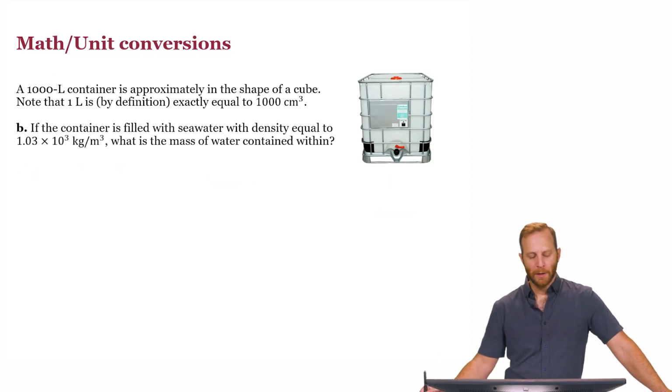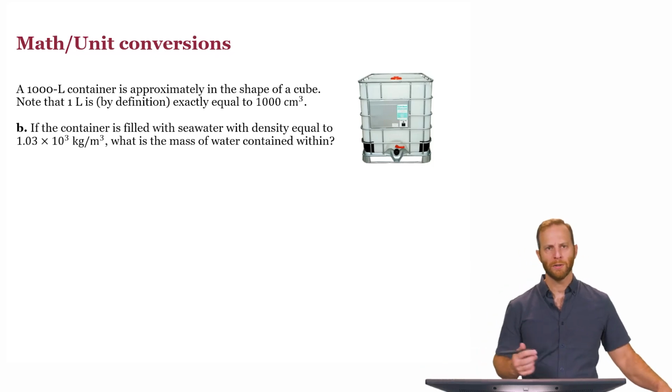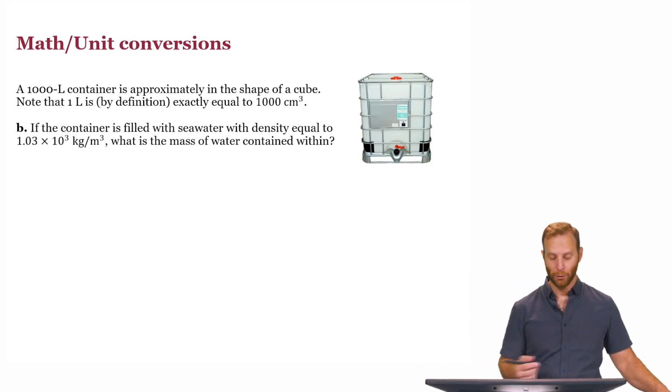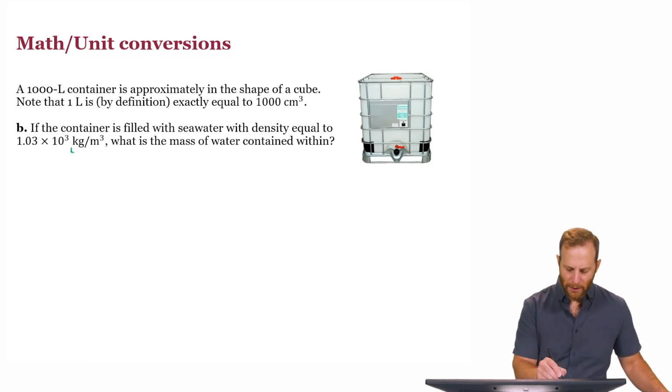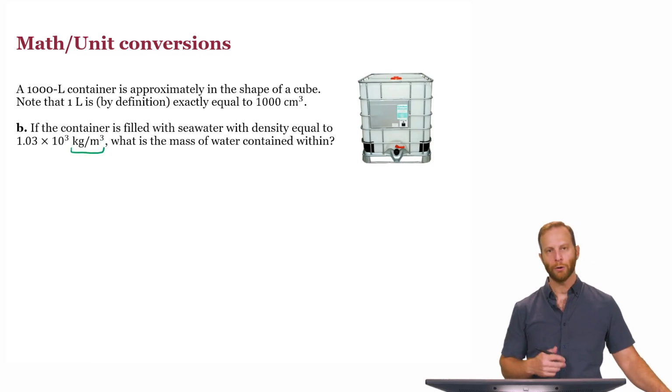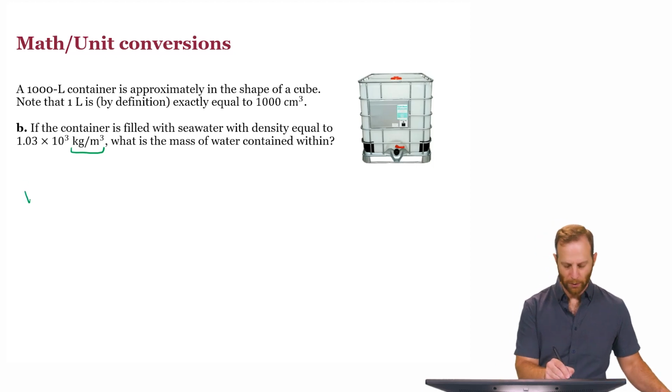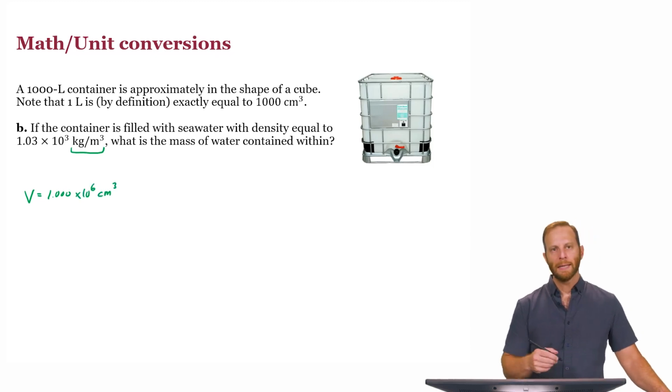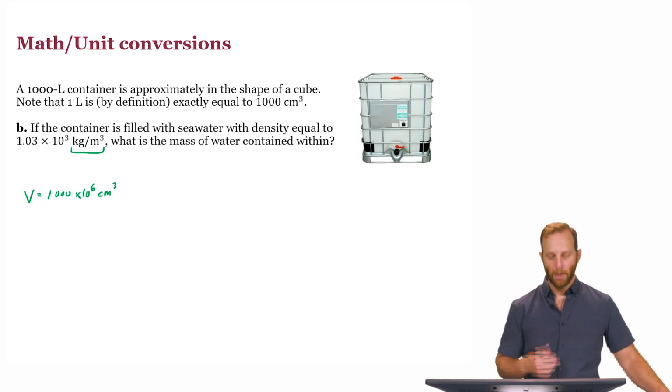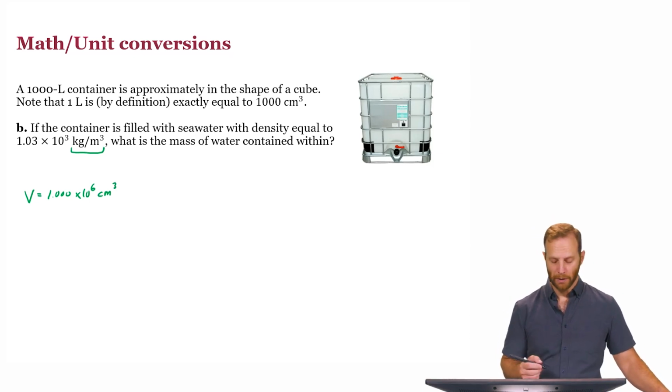Part B. If the container is filled with seawater, with a density equal to 1.03 times 10 to the 3 kilograms per meter cubed, what is the mass of water contained within? We could look for equations here, or instead we could simply use unit analysis to do this problem. Noticing that the density is given to us in kilograms per meter cubed, let me take the volume that we had begun with, volume of 1.000 times 10 to the 6 cubic centimeters. I'm anticipating that converting this to meters cubed would be a convenient thing to do.